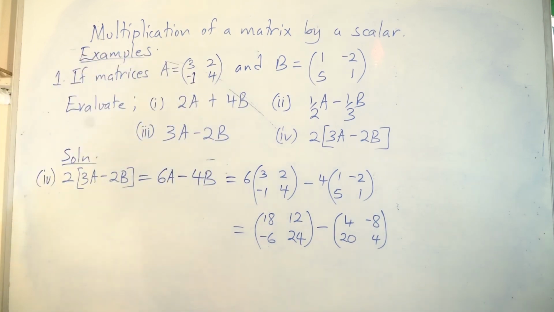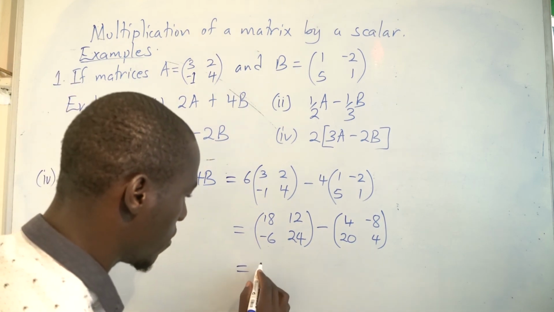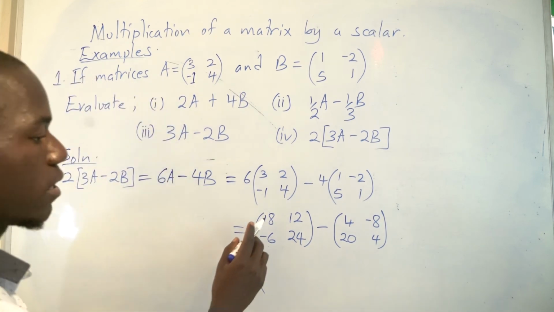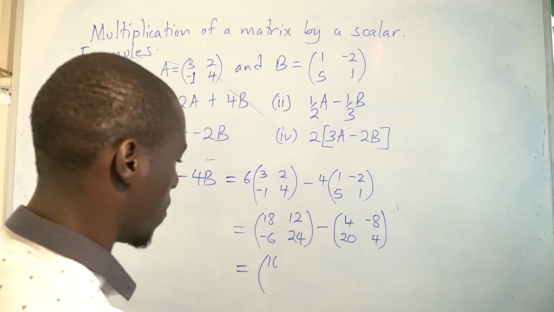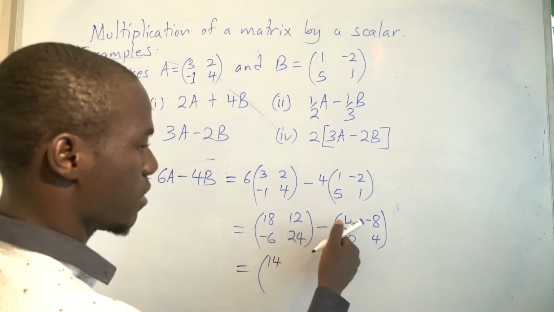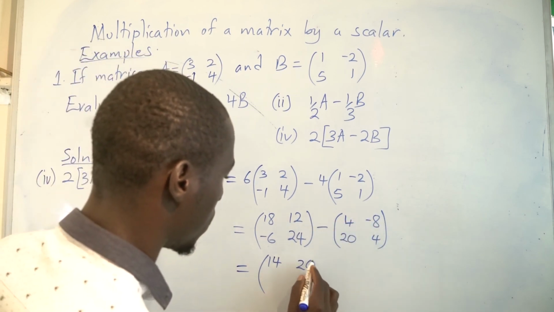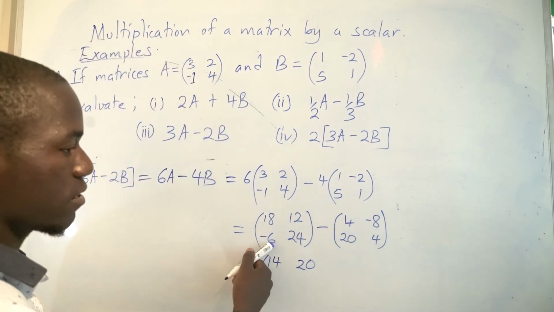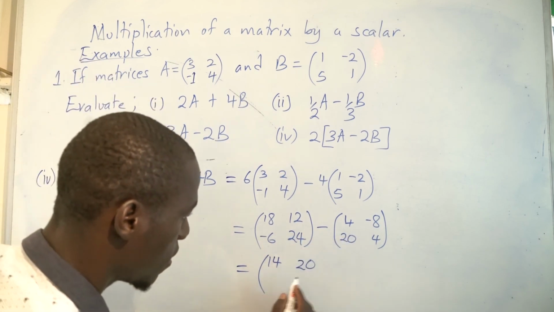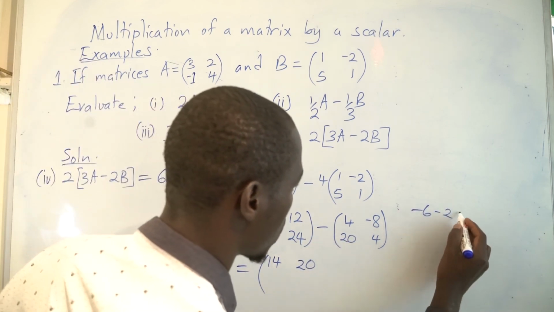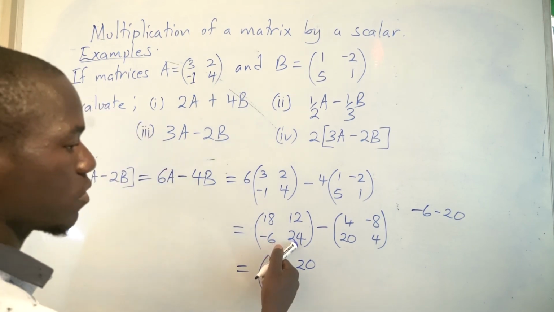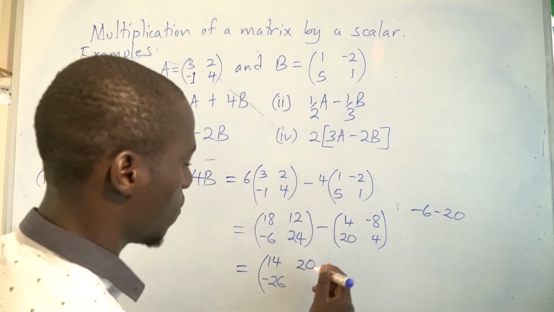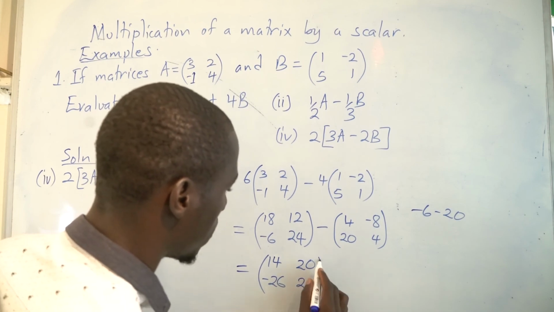Now I'm going to subtract. So when I subtract, 18 minus 4, I get the 14. 12 minus 8, I get the positive 20. Negative 6 minus 20, that gives me negative 26. Then 24 minus 4, that one I get a 20.